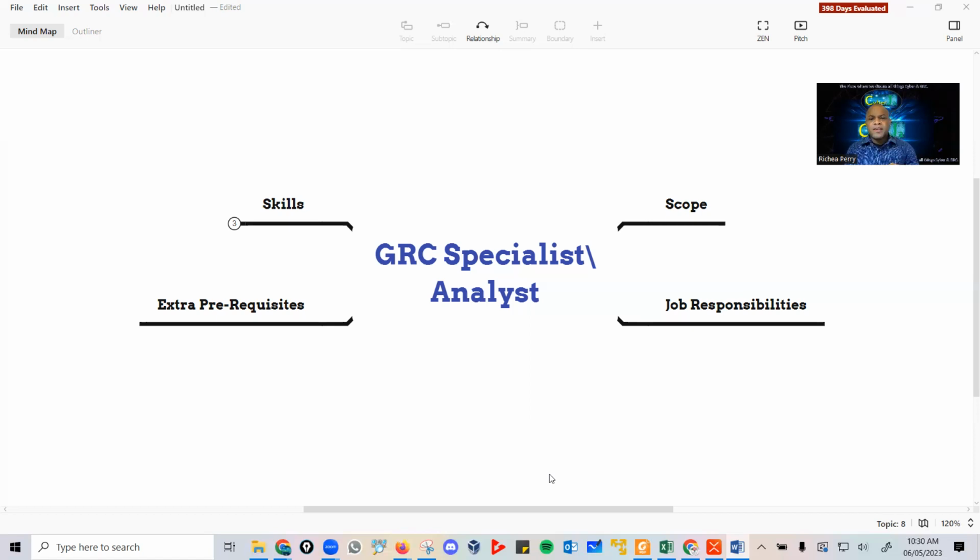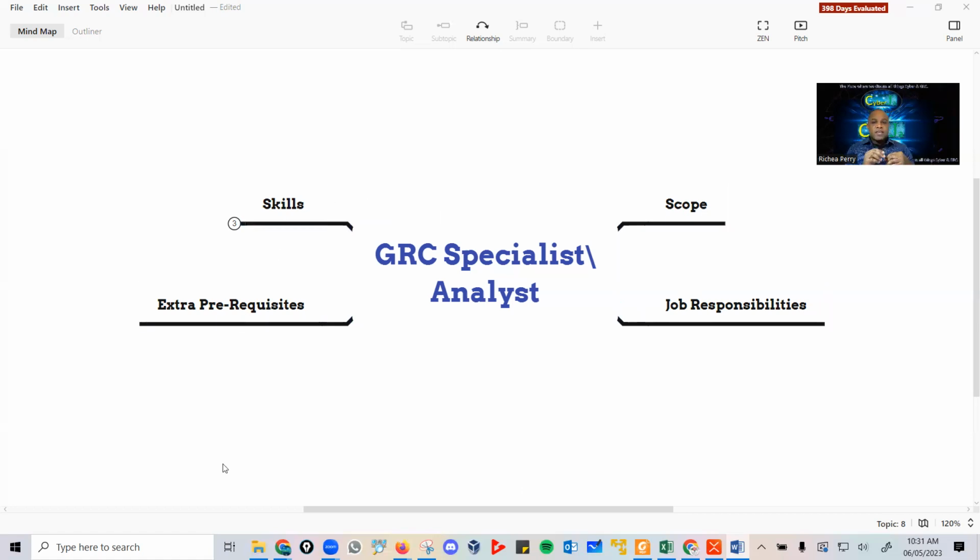And for sure, there are a myriad of pieces of advice that people have as it relates to this. So this is my personal opinion, which I find very effective, right? So as it relates to the GRC specialist or GRC analyst, what we're looking at is understanding the scope, job responsibilities, skills, and prerequisites, right?